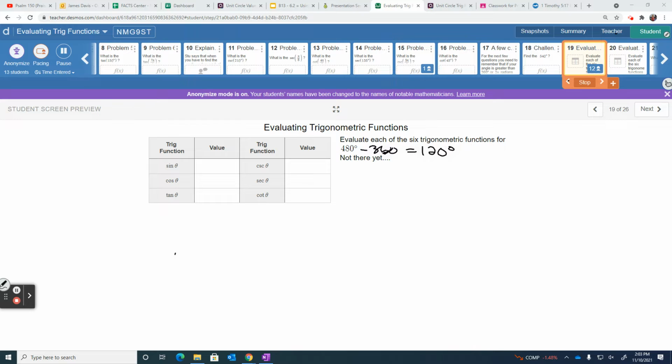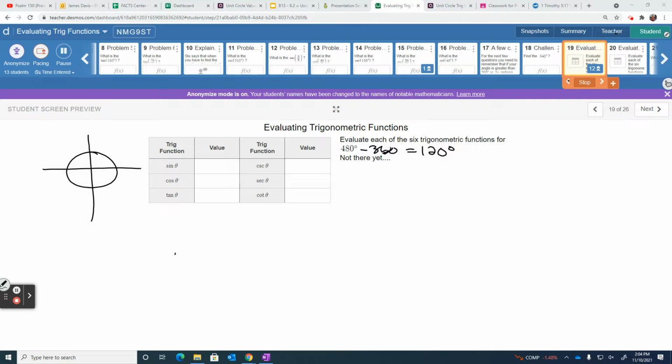What's that coordinate pair? Don't say it out loud. Oh, I know it. So find the coordinate pair of 120 degrees. He said don't say it out loud. Oh, nice. Wow.